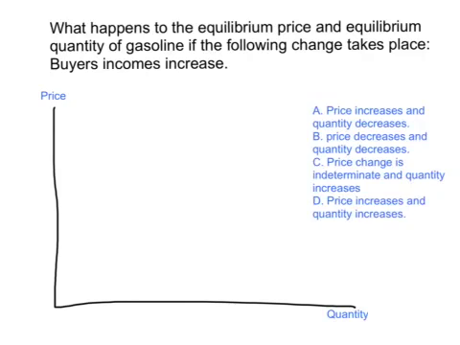The first one says price increases, quantity decreases. The second choice, price will decrease, quantity decreases as a result of that change. C says price change is indeterminate, and indeterminate means it's unknown, so you don't really know what's going to happen to the price, and the quantity increases. Choice D says price increases and quantity increases. When we say price and quantity, it just refers to the equilibrium market price.